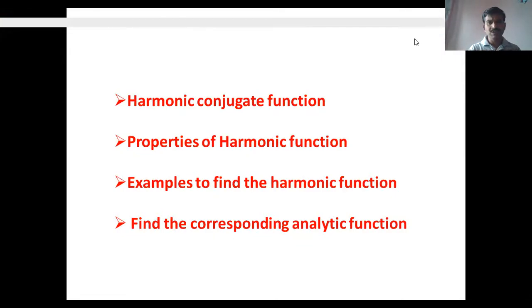Good morning, students. Today I am going to give us some concepts of harmonic conjugate function and also properties of harmonic function and harmonic conjugate function, and examples to find the harmonic function, and finally how to find the corresponding analytic function, as well as to verify the harmonic function, as well as to find the harmonic conjugate function of the given real or imaginary function.